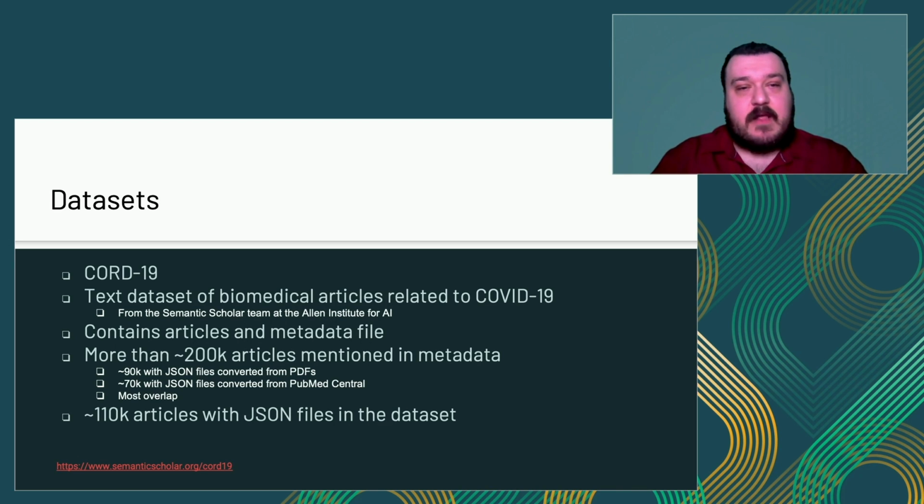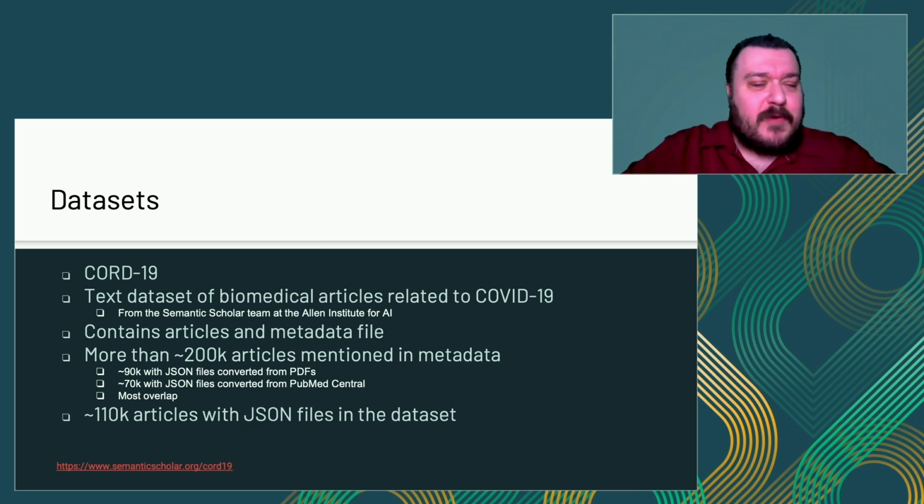Now, the metadata file references a large number of articles, many of which are not actually present in the data set, but you could retrieve them via URL. Some are behind publisher paywalls. We only do the processing on the data within the actual data set. So that's about 110,000 articles now. I think maybe when the slides were originally made, it was about 90,000. So some of the numbers may be a little bit off.